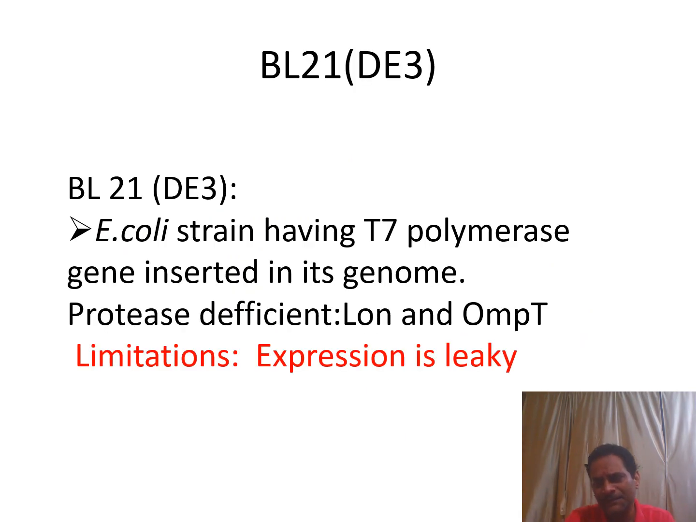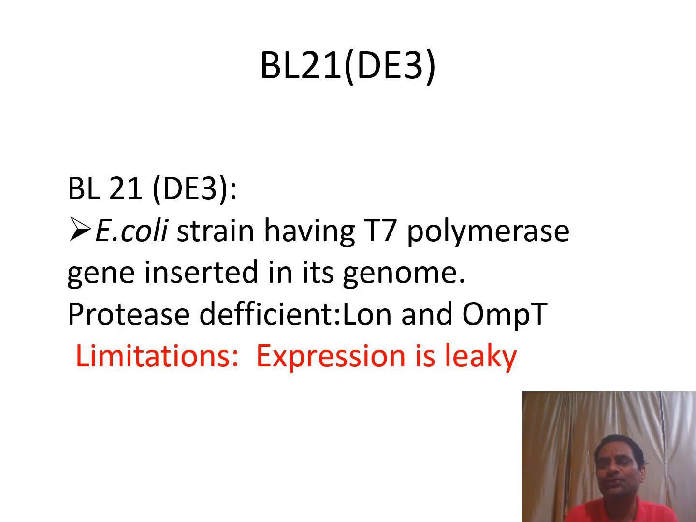So what is the solution? Scientists have added the T7 RNA polymerase coding gene in E. coli BL21. As you know, BL21 is a basic strain in which the Lon protease and OmpT protease genes are mutated, so this is a protease deficient strain. Into that protease deficient strain, the T7 RNA polymerase coding gene has been added, meaning integrated in the genome, and that gene is called the DE3 gene. So now this strain is called the BL21 DE3 strain.